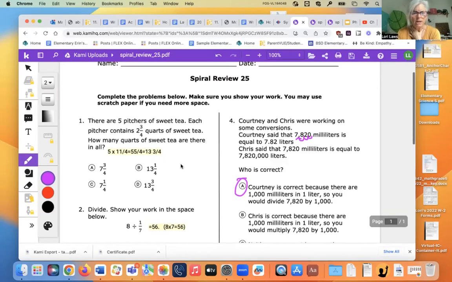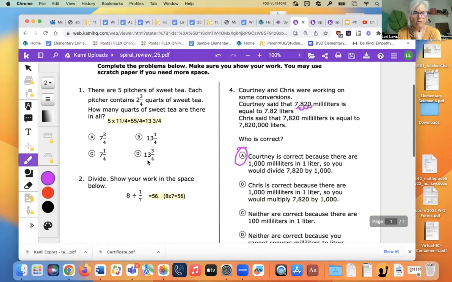25. I don't see the answer on here. 13 and 3/4. It's D. I don't know why it's not circled. That's weird. Okay.